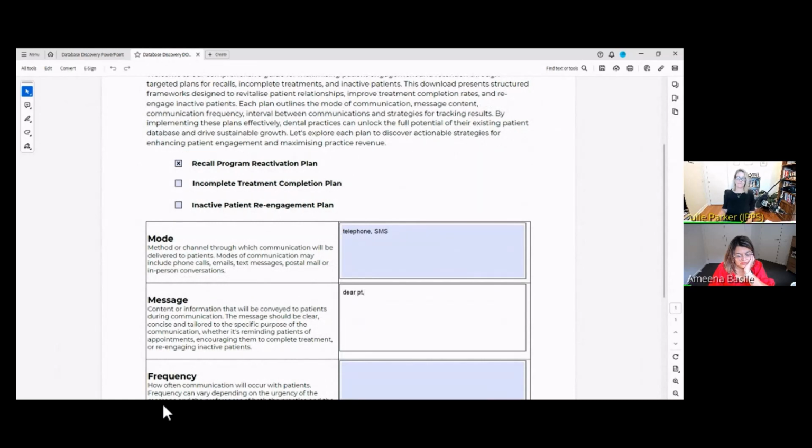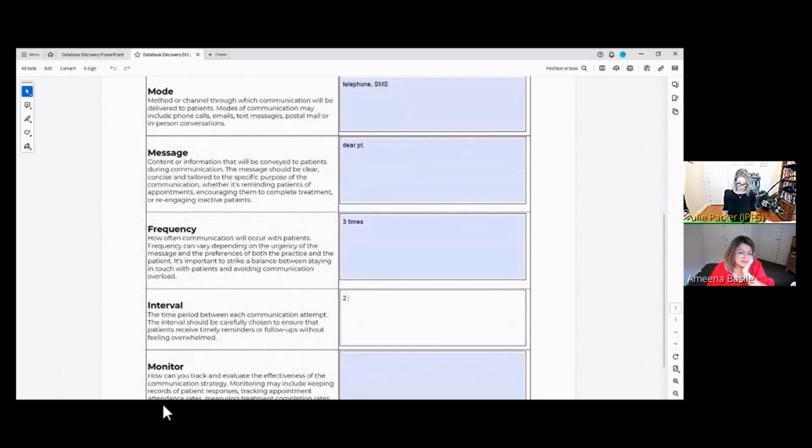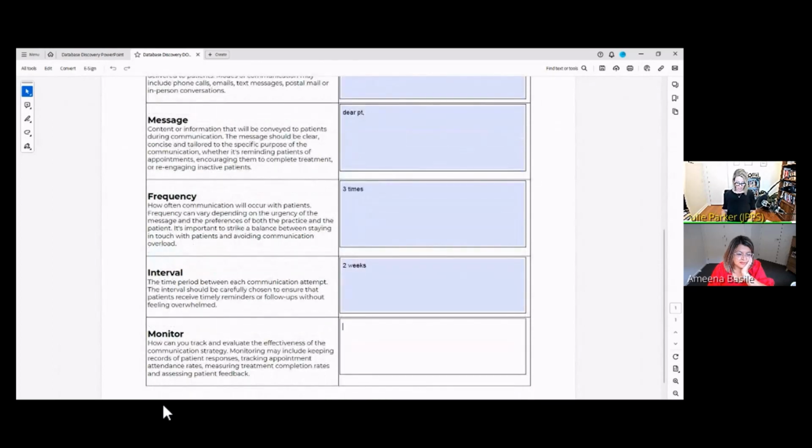And then we're going to decide as a group what the message is going to be, dear patient, et cetera, et cetera. And then here we're going to say we're going to make it 3 times, 3 hits, 3 communications, and we're going to have 2 weeks in between each one, or maybe 1 week in between 1 and 2, and then 2 weeks between 2 and 3. And then we are going to monitor this by manual tracking, for example. And so hopefully that download will help you develop very quickly a plan in your organisation that you can then delegate this to, and they can go off and run with it.